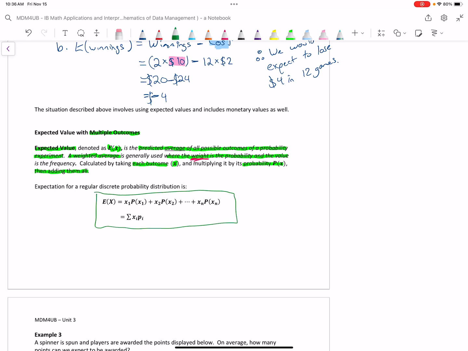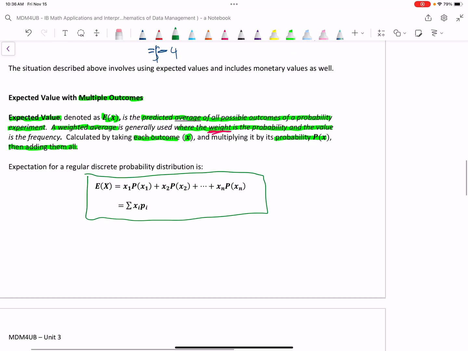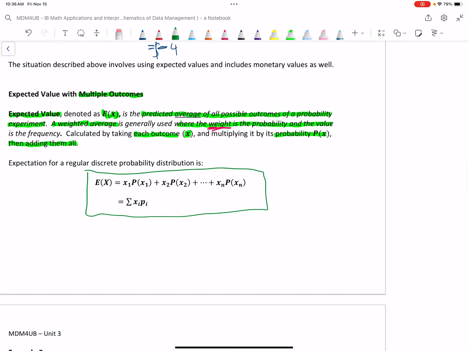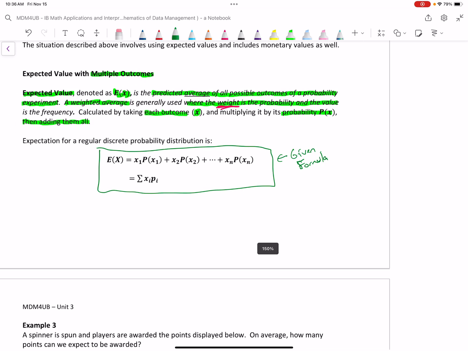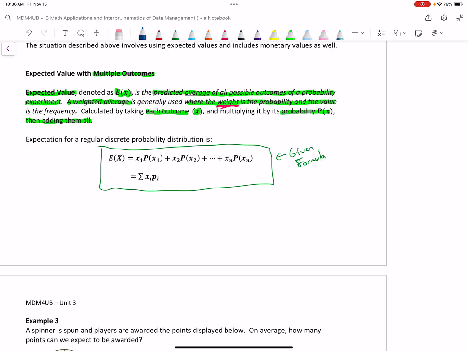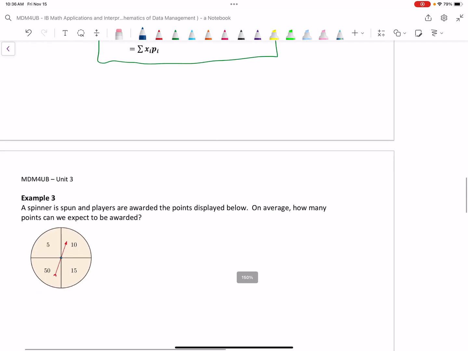So the expected value is equal to each outcome, so x is the outcome, times its relative probability. And I add that to the next outcome times its probability, and I just keep adding these together so I get an overall expected value. And of course this formula is given, so you don't have to memorize it, but it's more of a logical thing anyways and maybe easy to remember. Let's take a simple example where we can apply this.